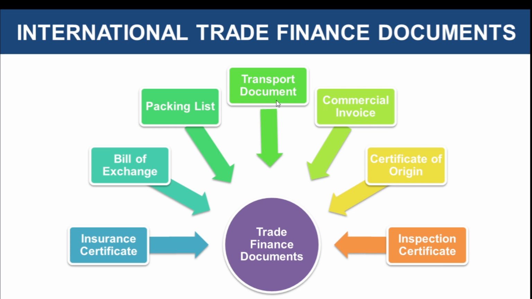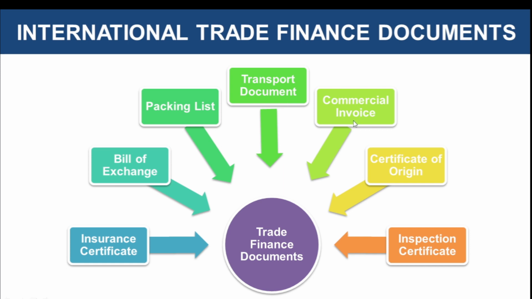Starting with the transport document. A transport document proves that goods have been dispatched or transported by a particular mode. It may be through sea, by air, or multimodal transport where seaway, airway as well as roadway are involved. So the transport document gives proof that the goods have been dispatched from one country to the destination country.